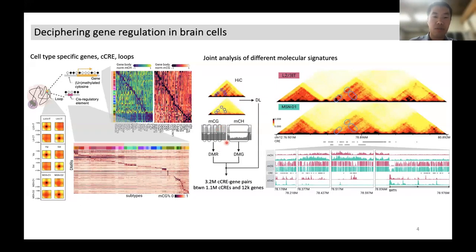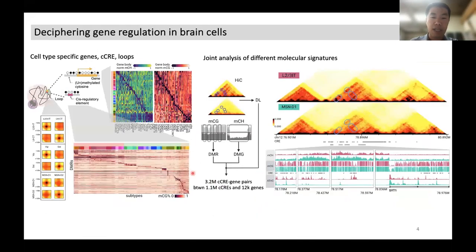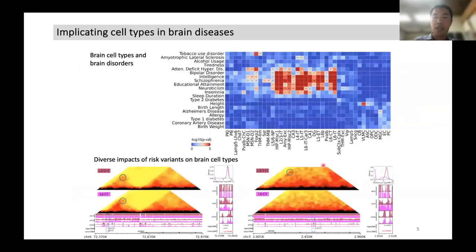can actually help us determine 3.2 million pairs between cis-regulatory elements and genes. And here is an example. You can see the molecular features from one of the major cortical cell types, and the other is a subcortical subtype. You can see in this cortical cell type, there's more chromatin interaction between the cis-regulatory element and the gene. And also you can see in this cell type, it's more hypomethylated in the gene body and also the potential enhancer region.